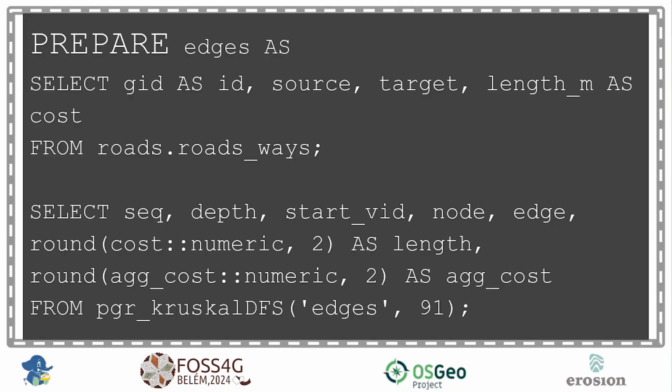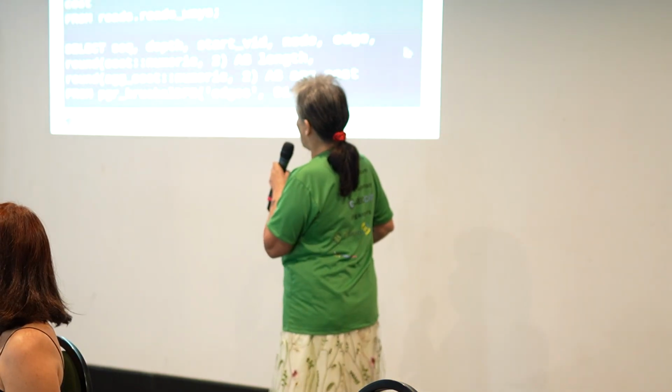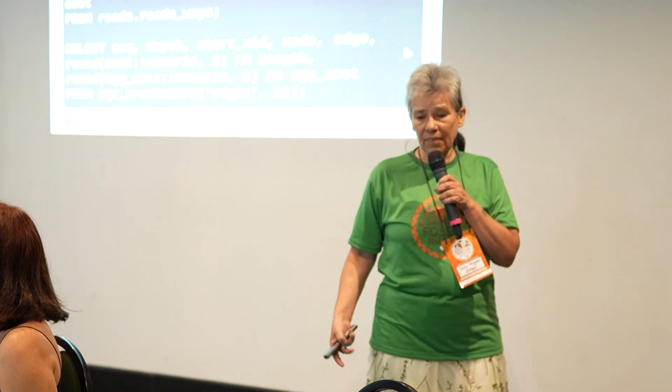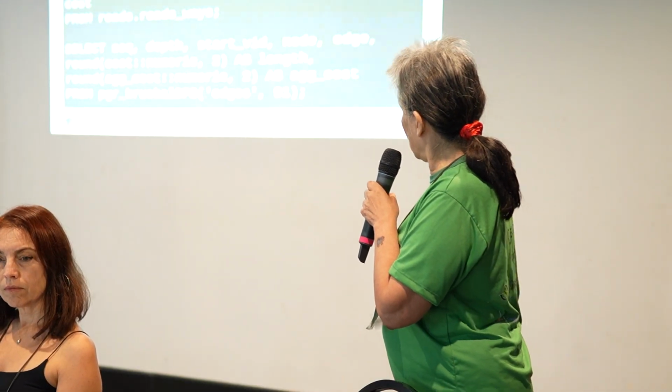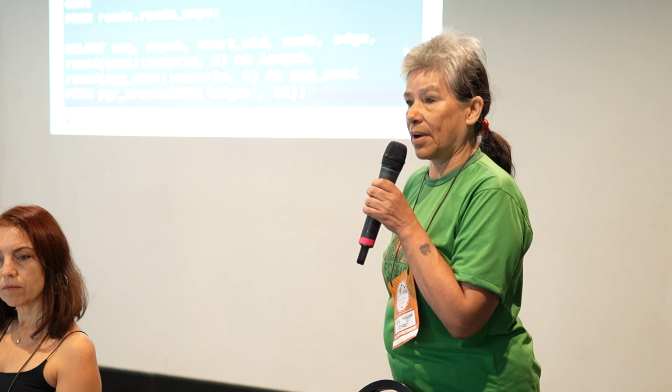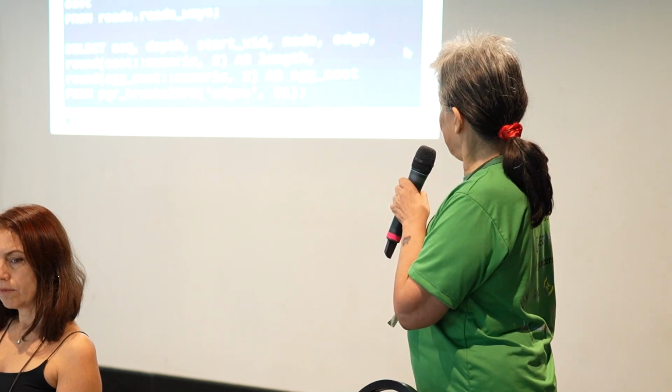For that, we're going to be using PREPARE edges AS. Normally we use a select statement, but right now I want to save that select statement in a prepared statement. And we're going to be using Kruskal, which is one of the minimum spanning tree functions that we have. We have the Kruskal algorithm, we have the Prim algorithm, and we're going to be using the depth first search, because we can also be using a breadth first search, okay?